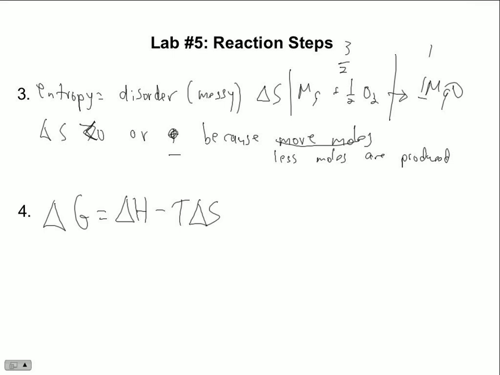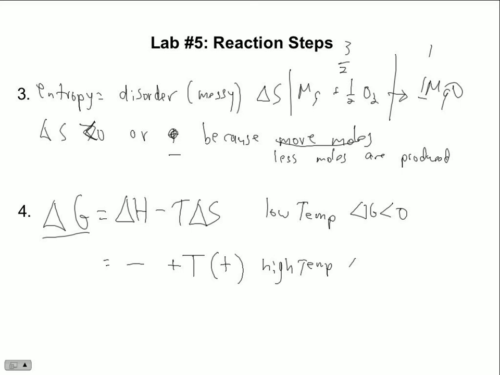All right, spontaneity, we're talking about delta G. So delta H is negative minus T times a negative delta S. Make this a positive and make this a positive. So at low temperatures, delta G could be less than 0. At high temp, delta G is greater than 0. When delta G is less than 0, we're talking about a spontaneous reaction. And when delta G is greater than 0, we're talking about a non-spontaneous reaction.